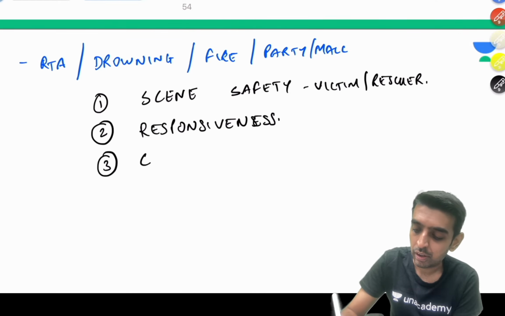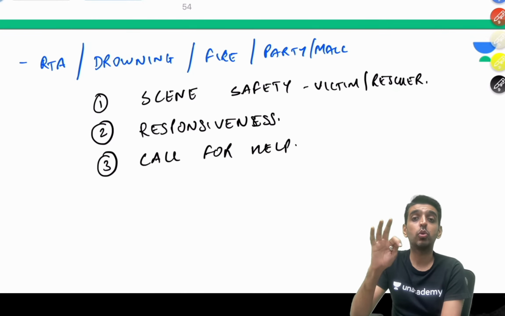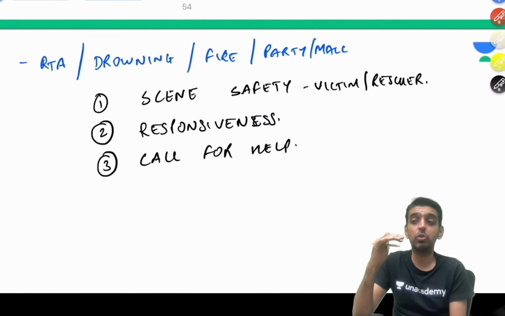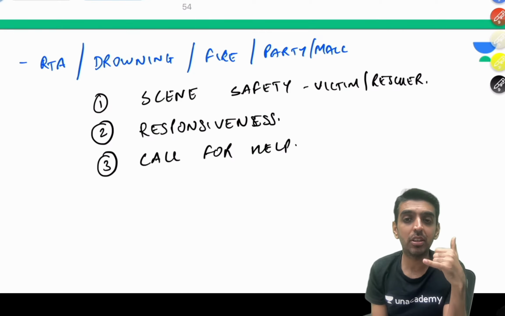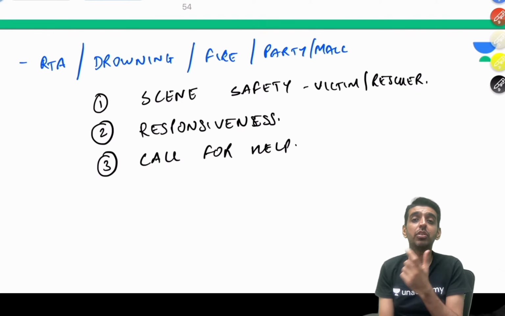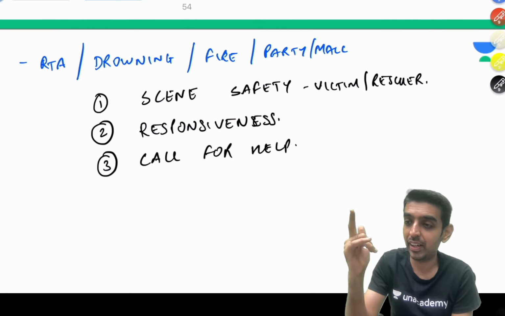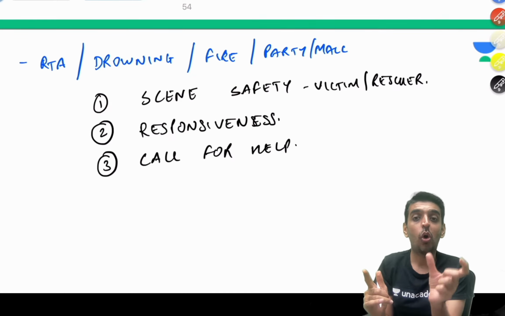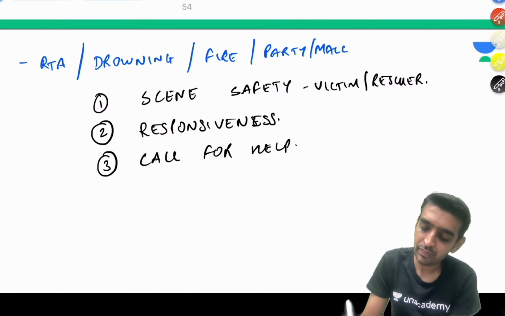Third, call for help. As soon as you see that the patient is unresponsive, you tell the people, please call an ambulance, please call 100, or if you are in the US, you say dial 911, right? Everywhere we have seen this. So call for help, and this question was asked in INICET, the sequence.